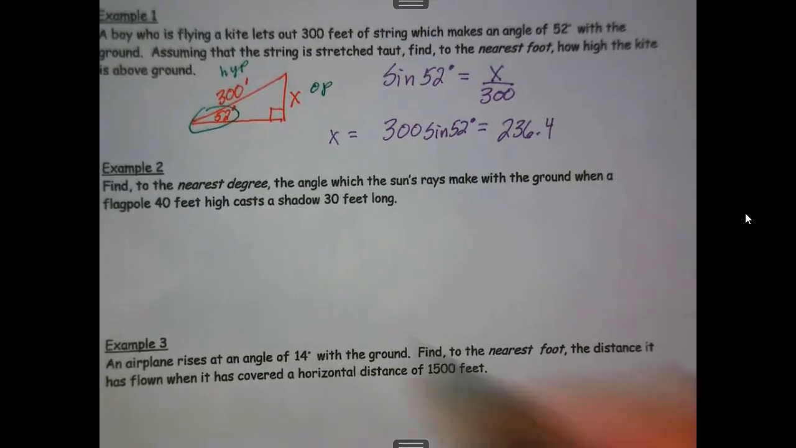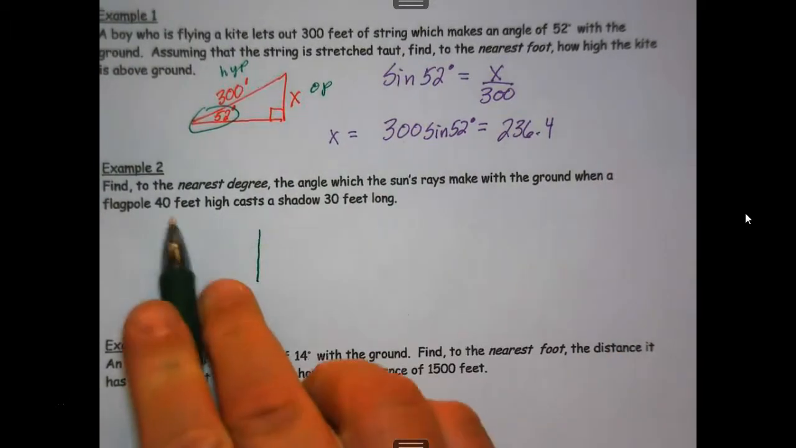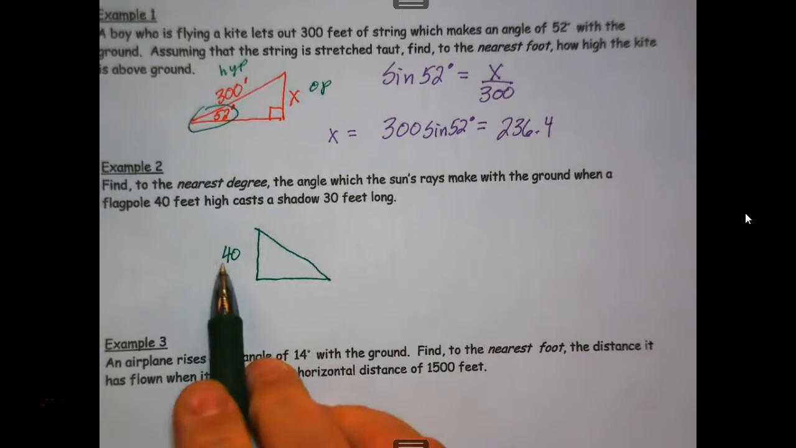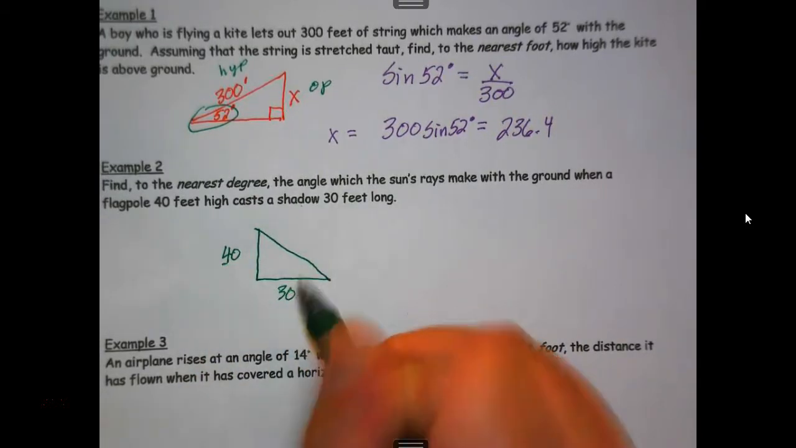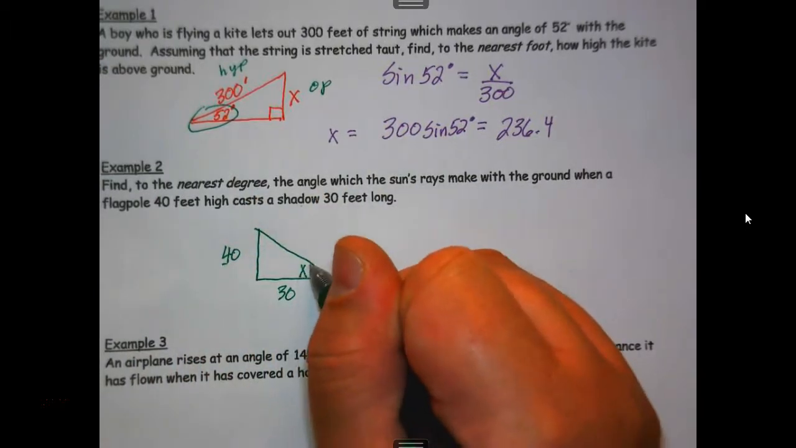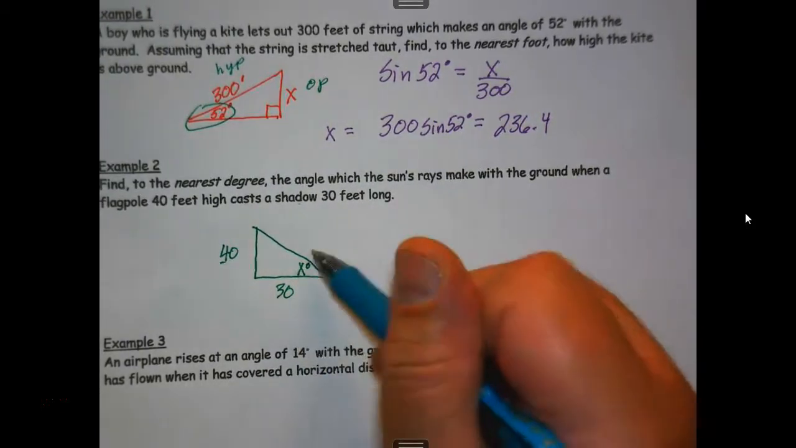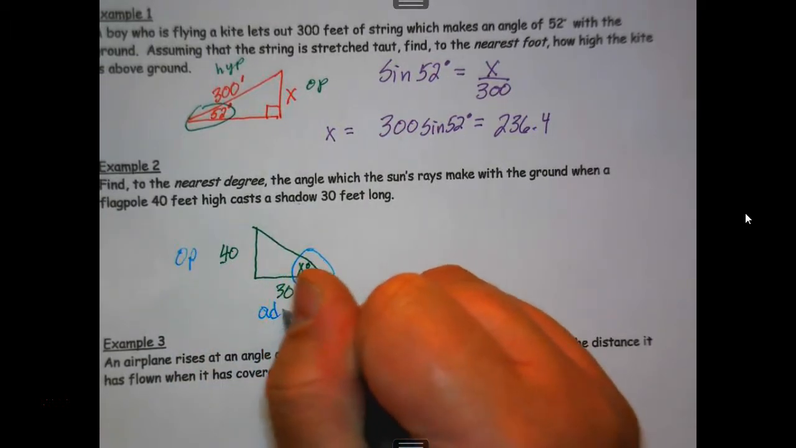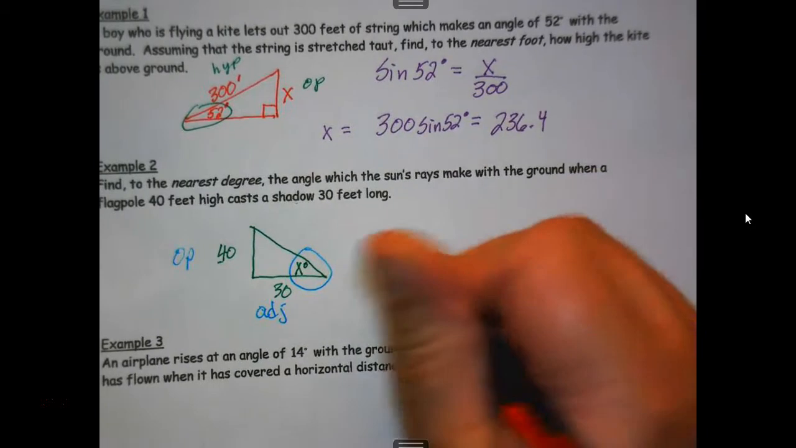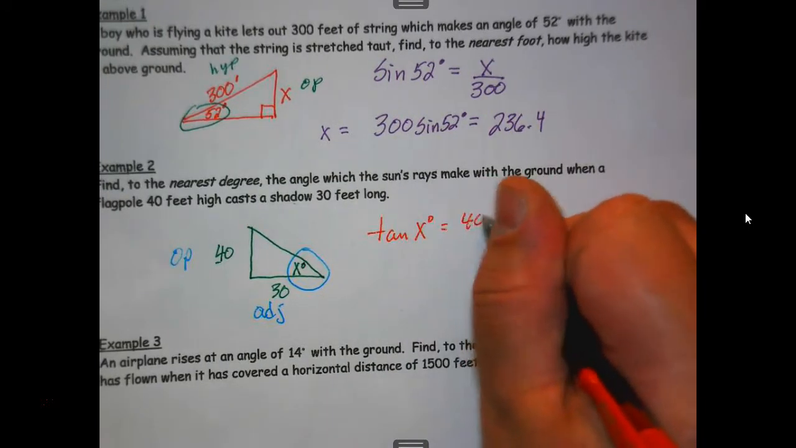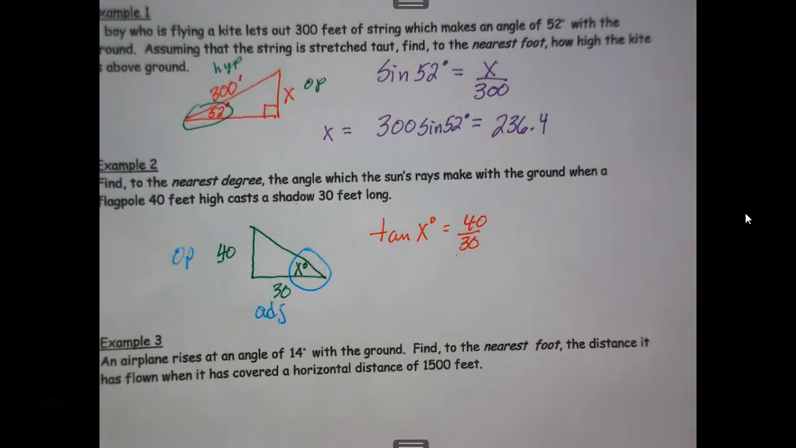Okay, I got this flagpole, 40 feet high, casts a shadow 30 feet long. Find to the nearest degree the angle it makes with the ground. So we're looking for this angle. From the viewpoint of this angle, we have opposite over adjacent. Here's tangent. X degrees equals opposite over adjacent. We're looking for the degrees of an angle, so I'm going to use the inverse.